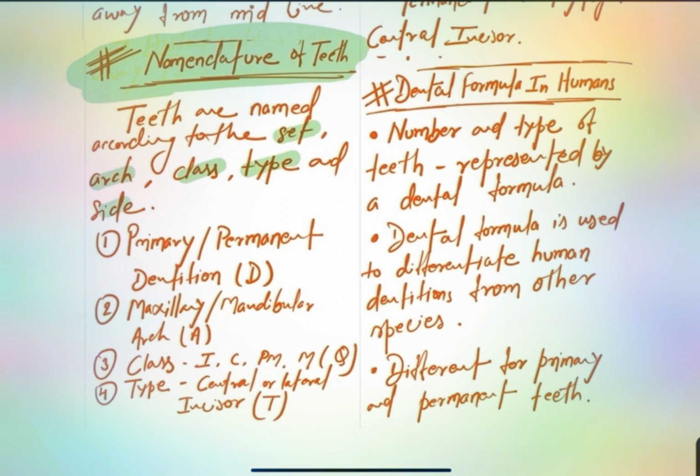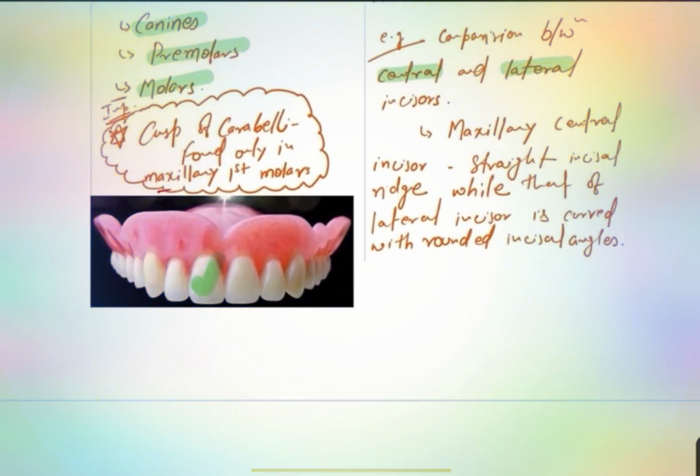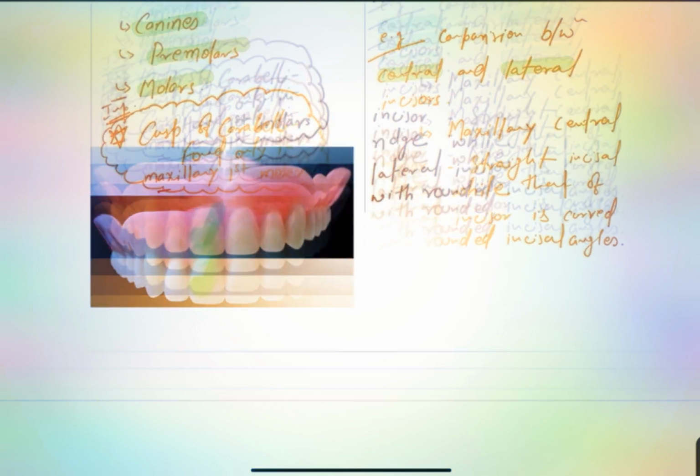Okay, set, arch, class, type, and side. Suppose you have to name this tooth. Clear? How will you name this?